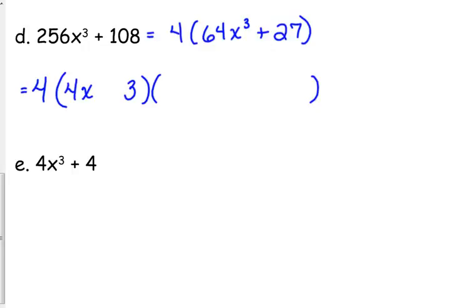Okay. 4 squared is 16x squared. 3 squared is 9. Multiply them together. 3 times 4x is 12x. Same, opposite, always positive.